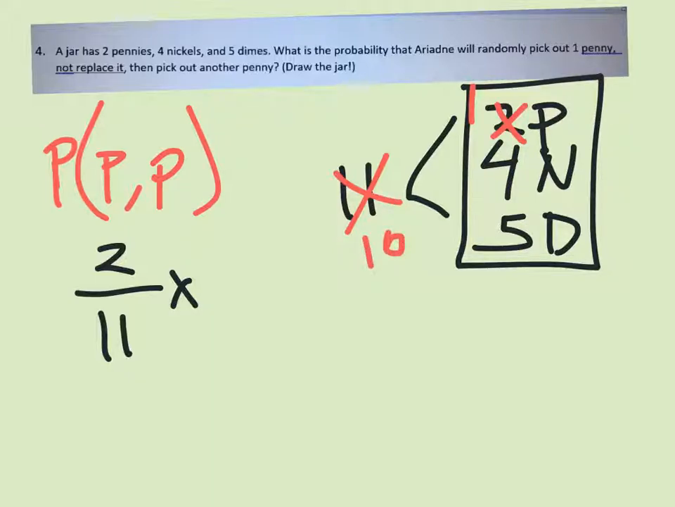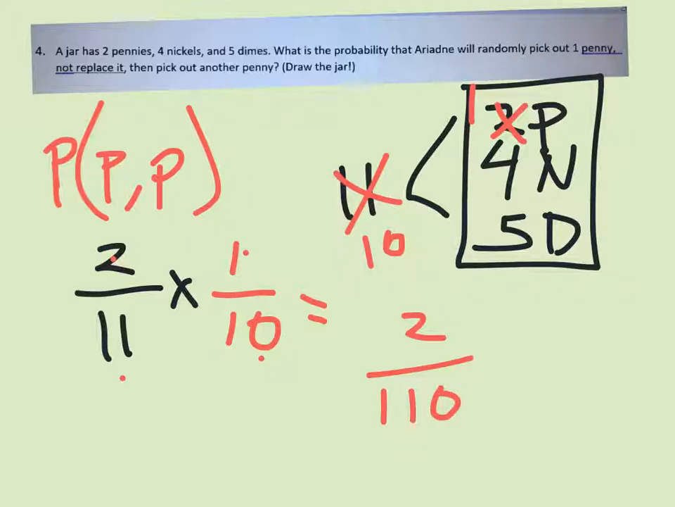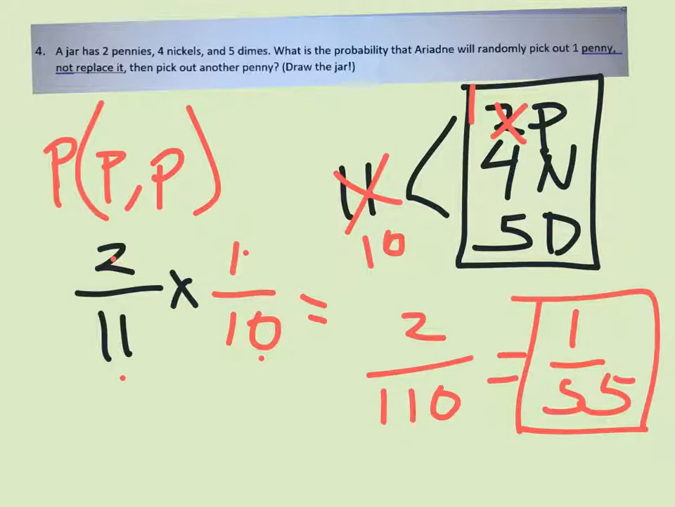All right, now we're going to put our hand in and try for another penny. Well, that is 1 chance out of 10 total things in the jar. So now we multiply the probabilities. 2 times 1 is 2. 11 times 10 is 110. And we can reduce that, divide by 2. 110 divided by 2 is 55. So 1 out of 55 chances to get a penny, not replace it, and pick out another penny.